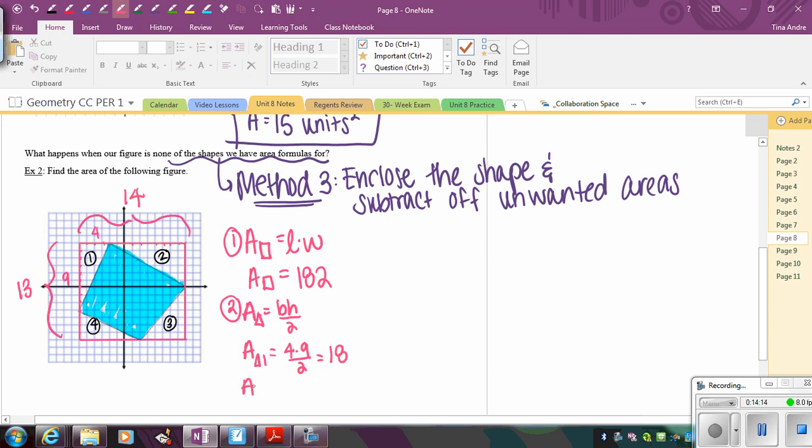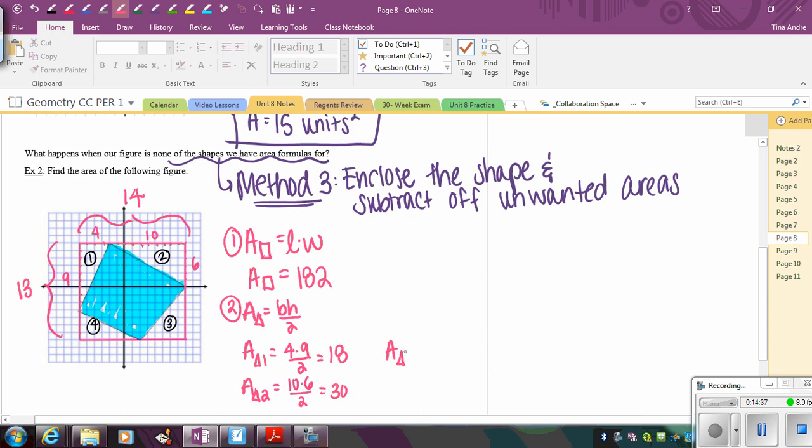I'm going to just keep doing the same thing. So I'm going to do triangle 2, which is going to be 1, 2, 3, 4, 5, 6, 7, 8, 9, 10. This is going to be 1, 2, 3, 4, 5, 6. So I have base times height over 2. So it's going to be 60 over 2, which will be 30.